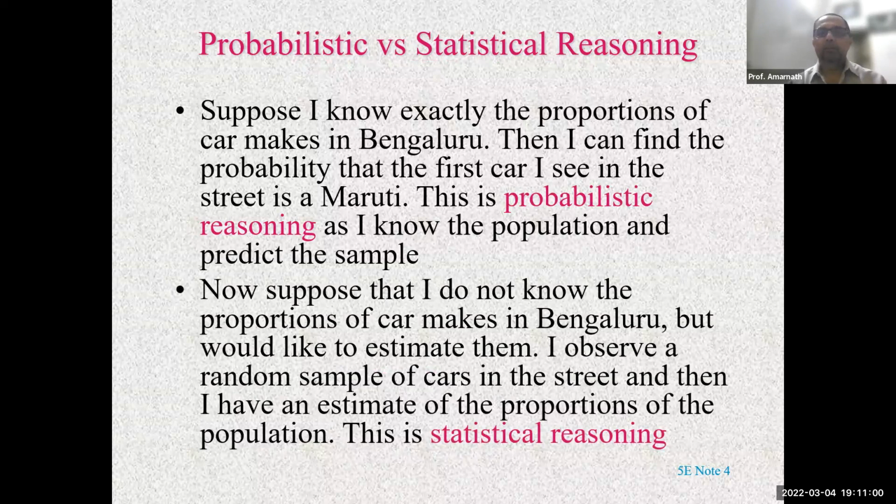Let me distinguish between probabilistic and statistical reasoning. Suppose I know exactly the proportions of car makes in Bengaluru. Then I can find the probability that the first car I see on the street is a Maruti Suzuki or whatever it is. This is probabilistic reasoning, as I know the population and predict the sample. The figure which I showed you in the last slide is exactly what I'm trying to describe here. Now suppose that I do not know the proportion of car makes in Bengaluru but would like to estimate them. I observe a random sample of cars on the street, and then I have an estimate of the proportions of the population. That is statistical reasoning.